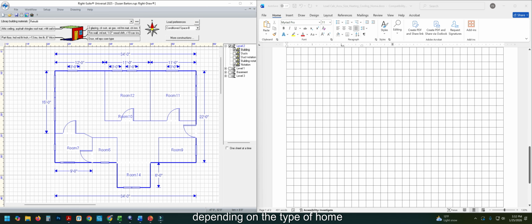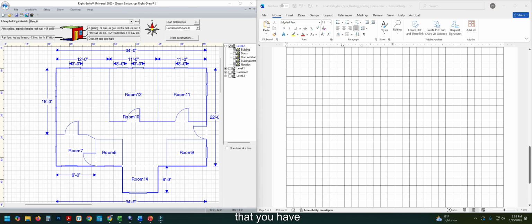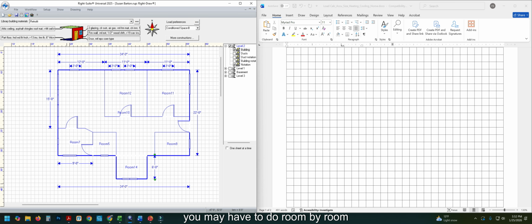What you may need to do, depending on the type of home that you have, the characteristics of it, you may have to do room by room in order to get the square footage of that space. However you do it, that's perfectly fine. You can do it as one big dimension. You can do it multiple rooms. We'll go ahead and cover that.